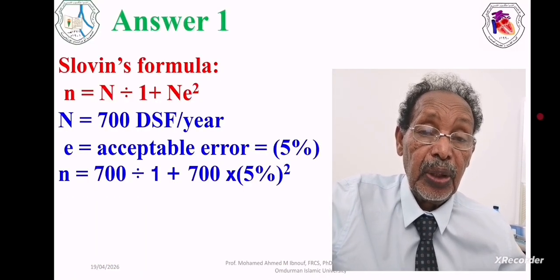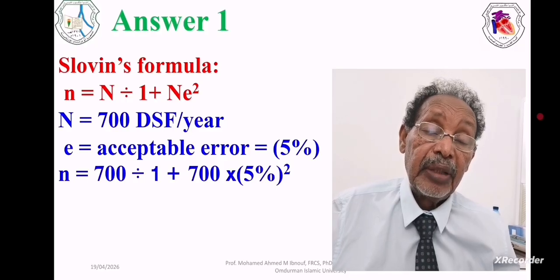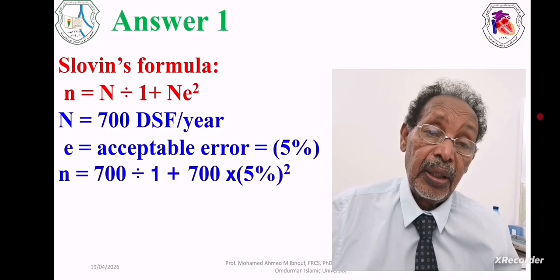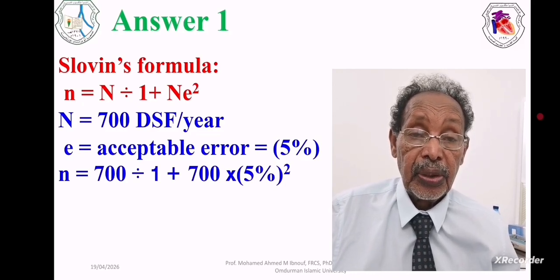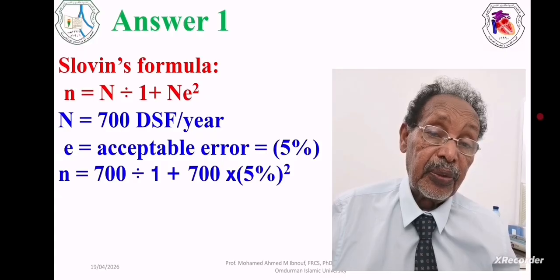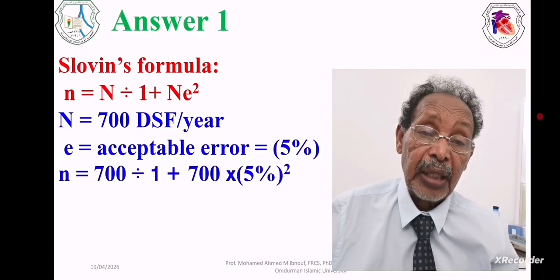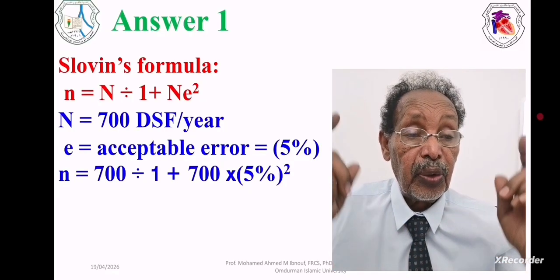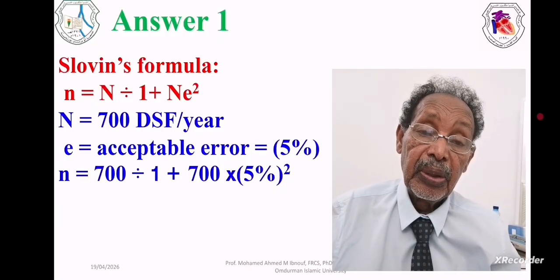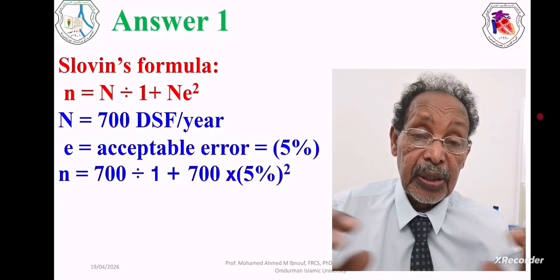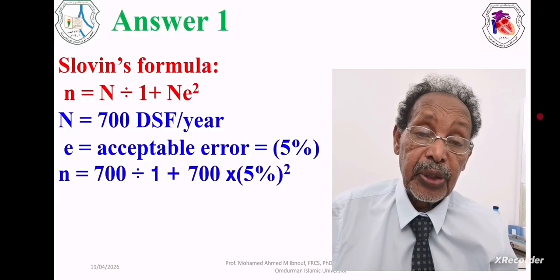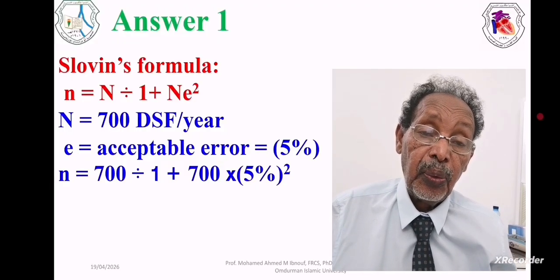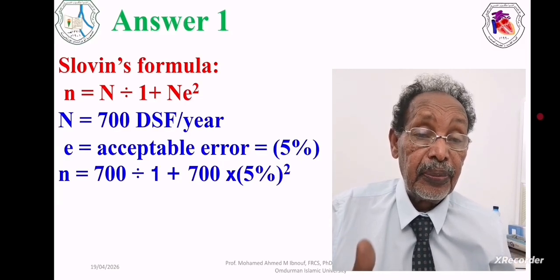Now we write the formula, which is n equals capital N divided by 1 plus capital N multiplied by E squared. N, as we said, is 700 diabetic septic foot patients or septic ulcers. And E is the acceptable margin of error, and we always take it as 5% at a confidence level of 95%. So if we replace the figures, the sample size n is equal to 700 divided by 1 plus 700 multiplied by 5% squared.